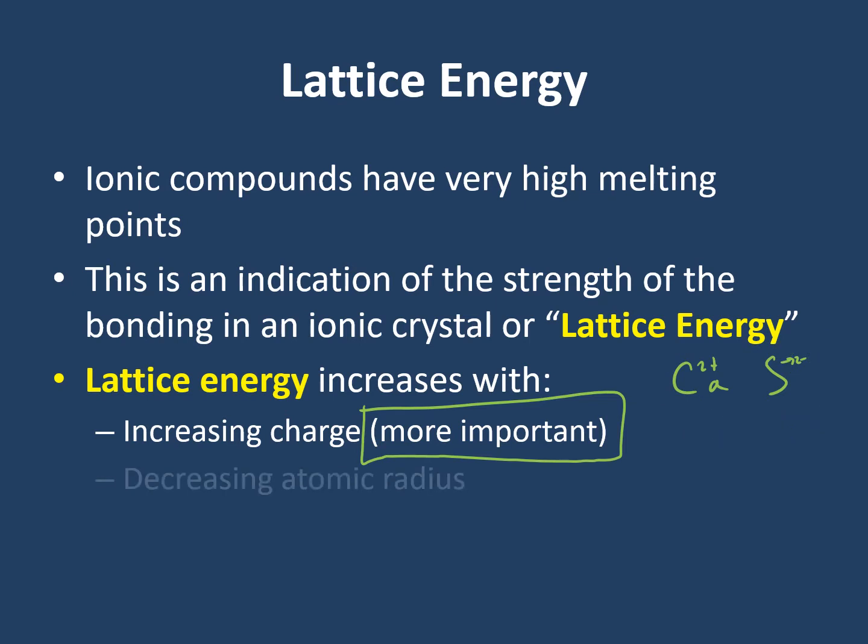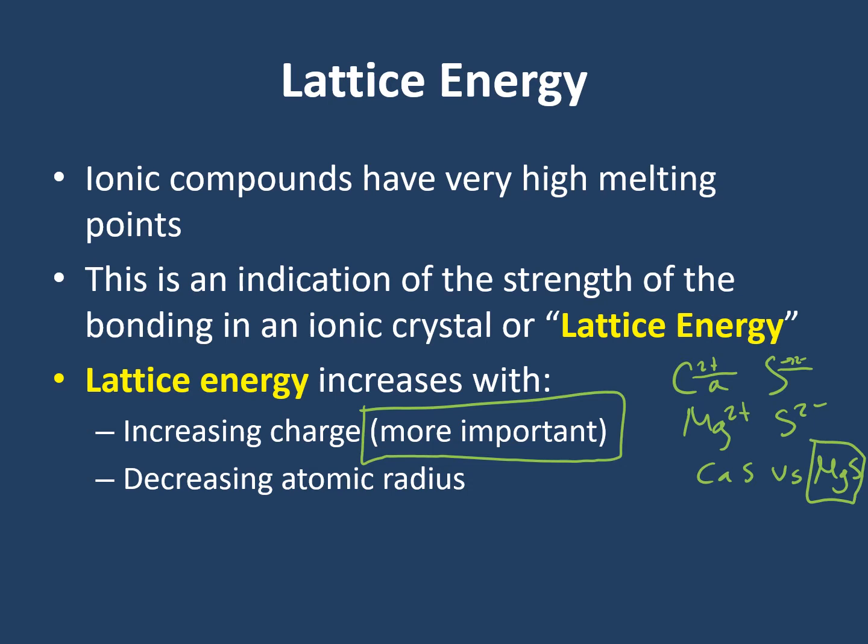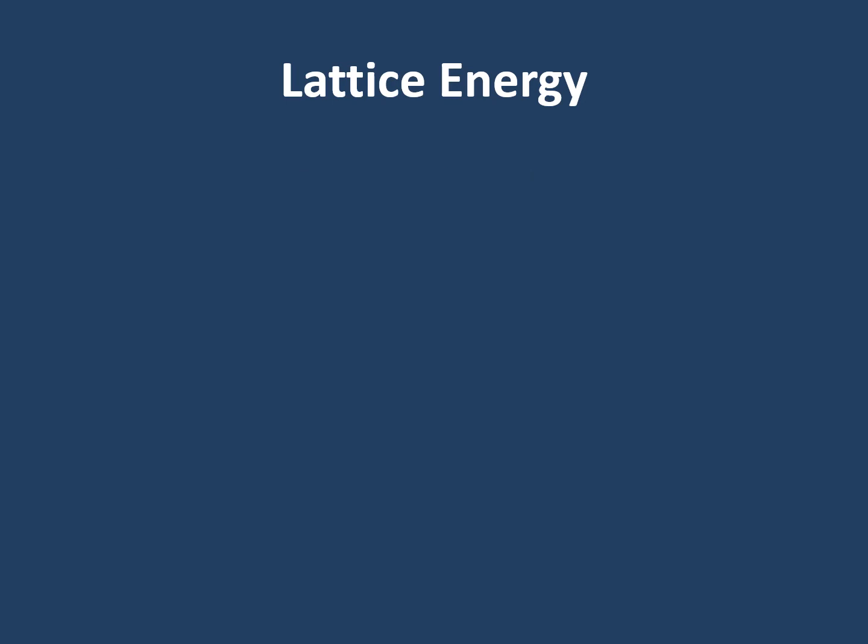The second trend is decreasing atomic radius. So the smaller your radius, the larger your lattice energy. But this only matters when we have a tie between two compounds for the charges involved, right? So maybe I have Mg2+ S2-, right? So I have CaS versus MgS. MgS would win because they have the same charges and Mg is smaller than calcium. But otherwise, we wouldn't even care about the radius. So let's look at some more examples of that using numeric values and all that fun stuff. But you should know this trend.